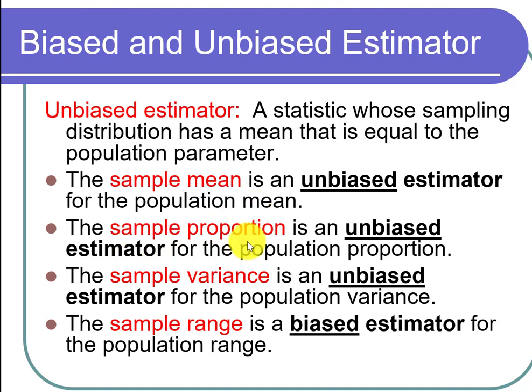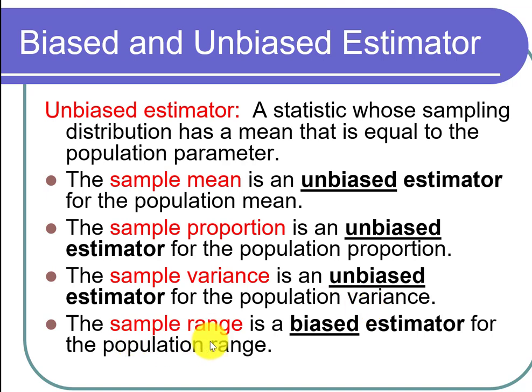Turns out the sample proportion is also an unbiased estimator for the population proportion. So if you take a study with a yes-no question, and you look at the proportion of yeses for your study, that is actually your best guess for the proportion of yes answers for the entire population. Turns out the sample variance is also an unbiased estimator for the population variance.